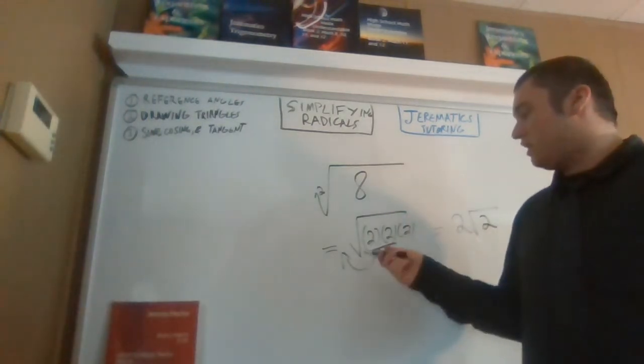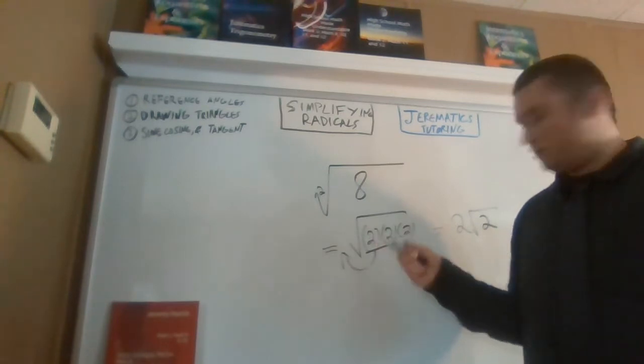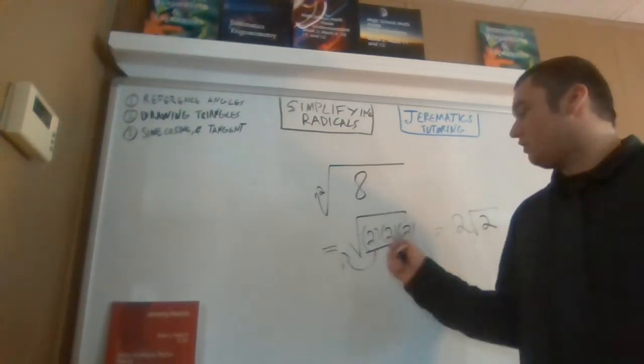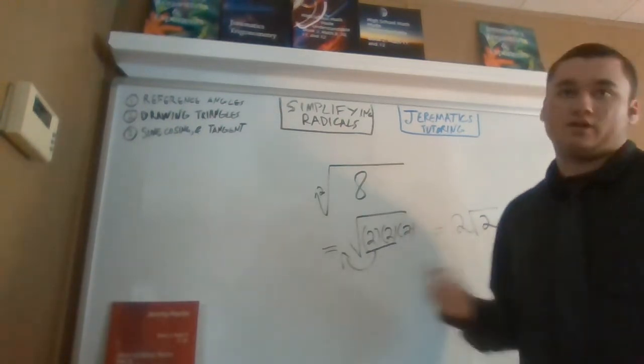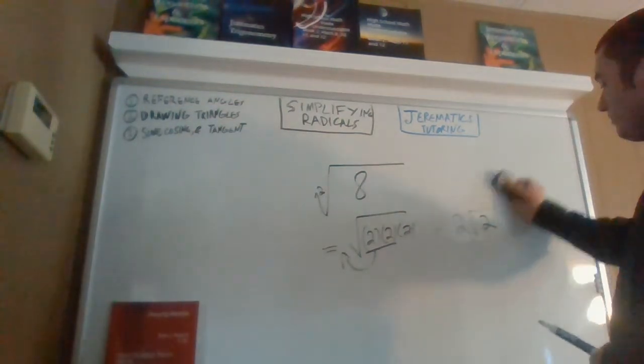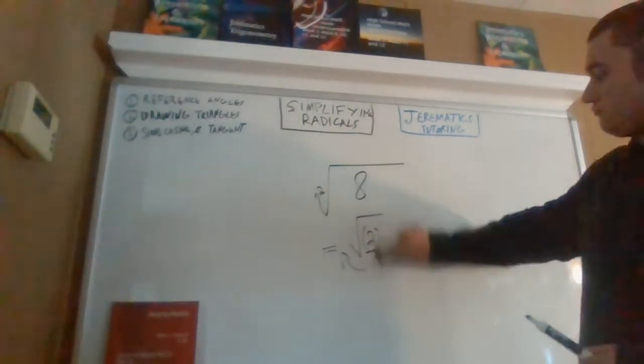To repeat once again, you highlight your group of 2, because the index is 2, and then you just pull one of them outside of the radical, and then these 2 are gone, and you're just left with this 2 right here inside of the radical. That's how I do it, and it's pretty easy to do it like that.